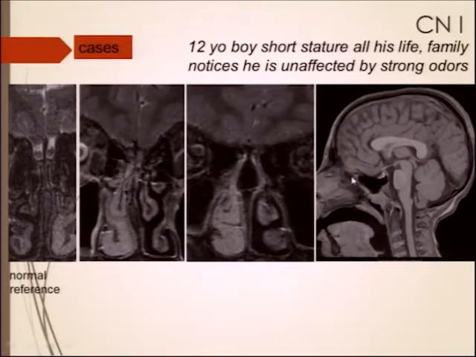This 12-year-old boy presented with short stature all his life, and then the family noticed as he got older that he was very unaffected by very strong odors. I won't go into what they noticed, but here, compared to the normal reference, you're going to use the coronal T2 weighted sequences to evaluate the olfactory groove, as opposed to the normal patient where you see the olfactory nerves in the olfactory grooves.